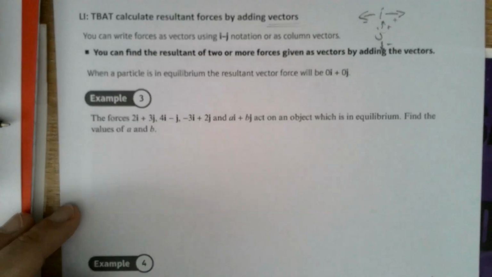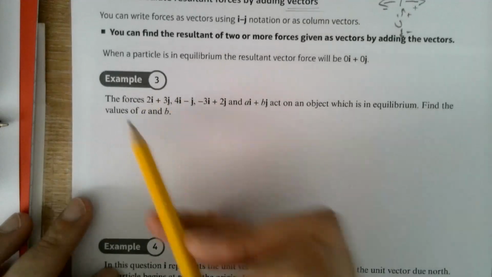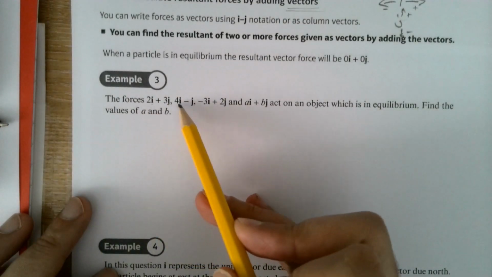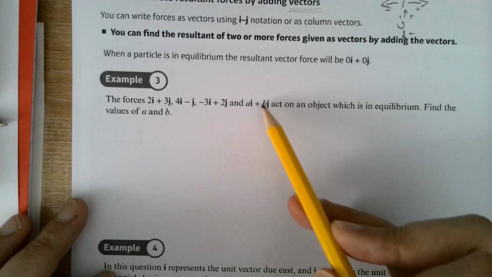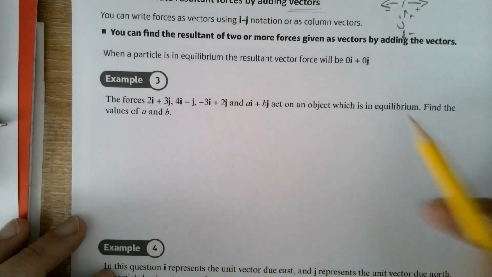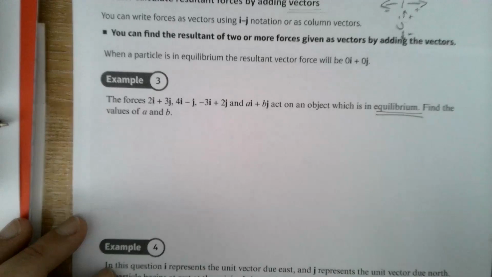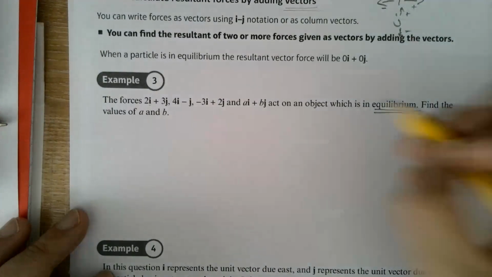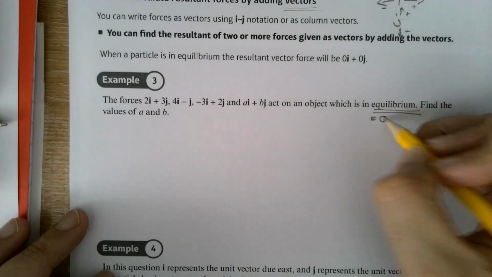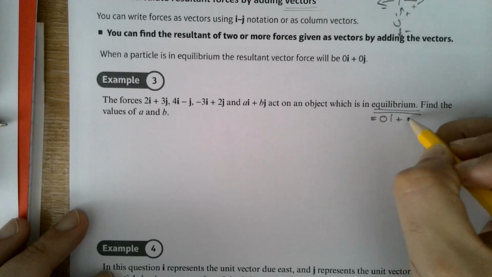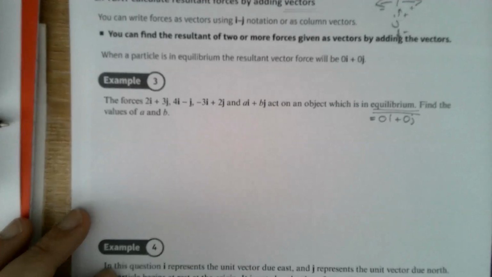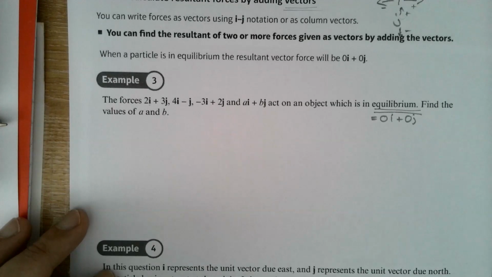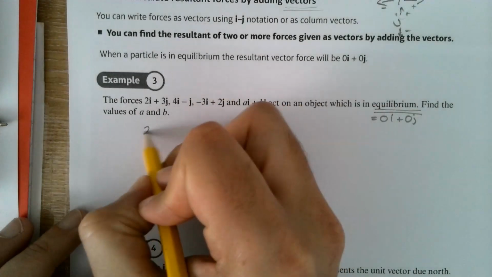Really, really easy. So, example 3, the forces are 2i plus 3j, 4i minus 1j, minus 3i plus 2j, and ai plus bj act on an object which is in equilibrium. If it's in equilibrium, it means that it's not moving, which means that the resultant force will be 0i plus 0j.